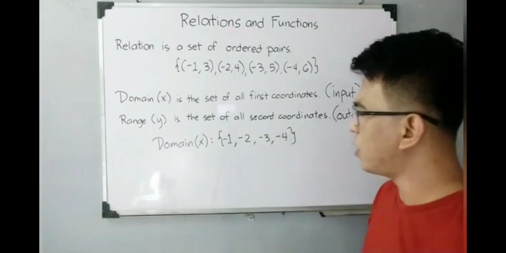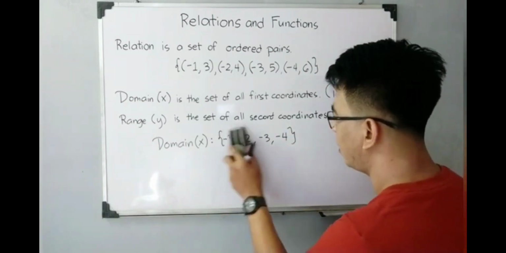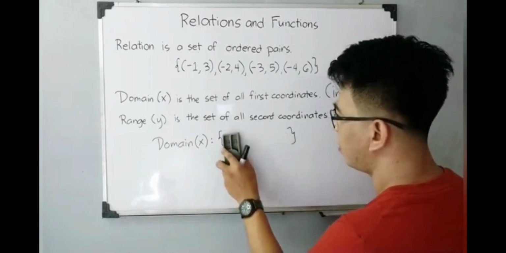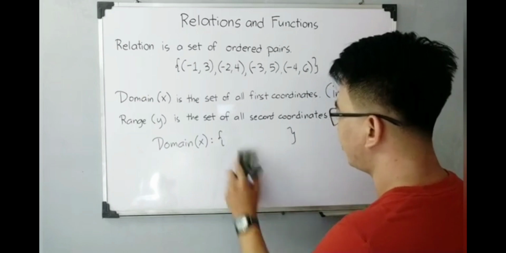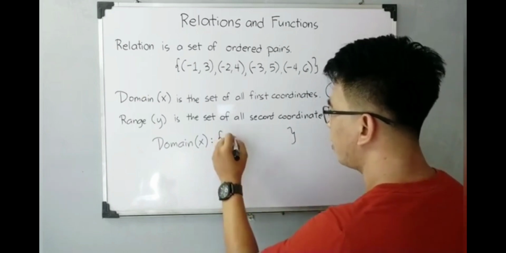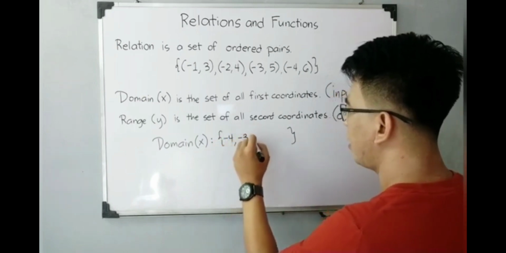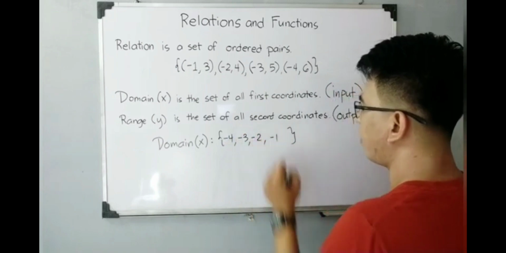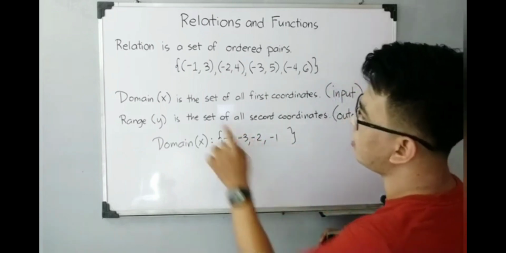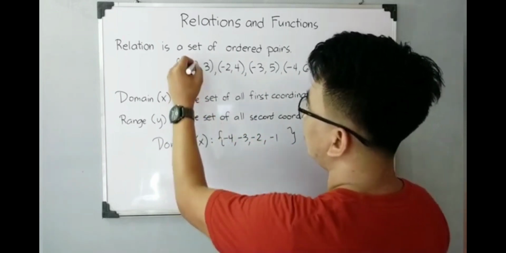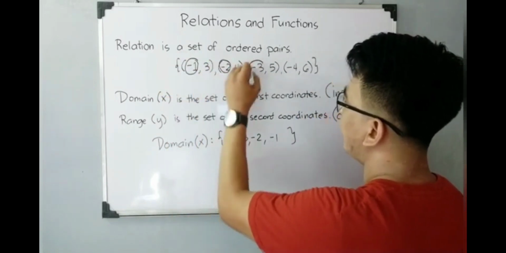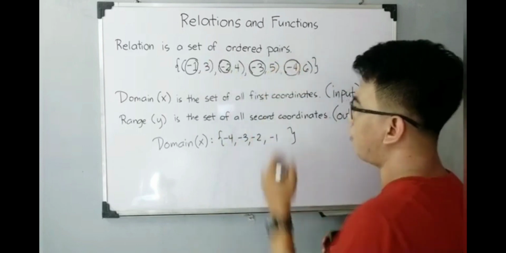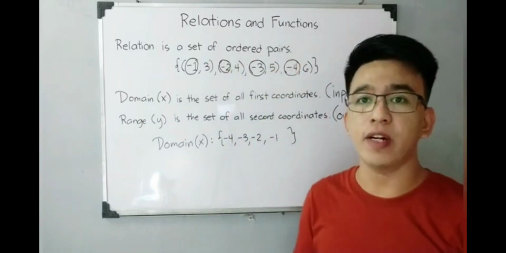But you can also rearrange it in ascending order. We have -4, -3, -2, and -1. As you can see, we took the first numbers here: -1, -2, -3, and -4. That is the domain of our given relation.